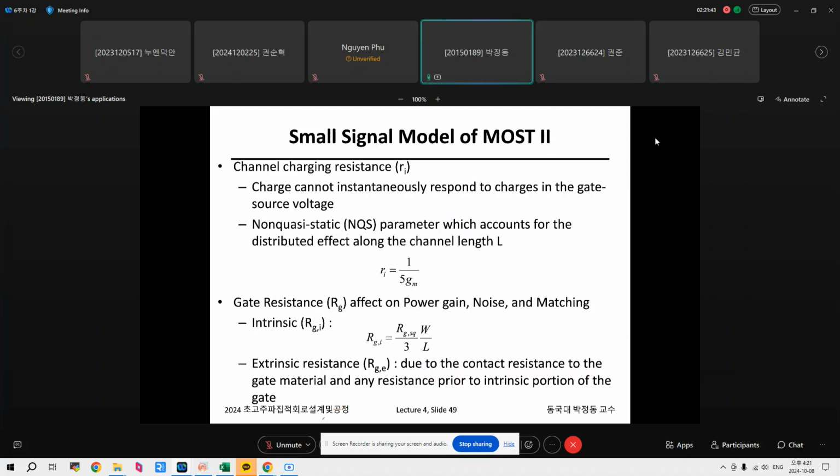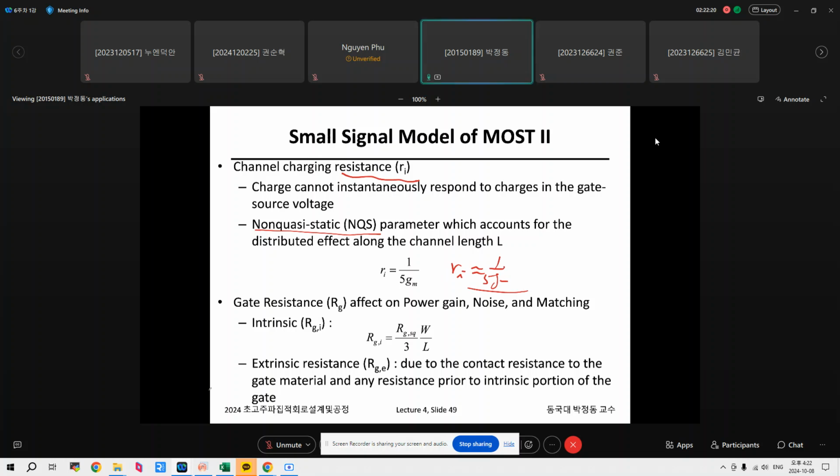Okay, so let's take a look at each of them. Channel charging resistance is the NQS parameter. Channel charge cannot instantaneously respond to the change in the gate-source voltage, so there should be a delay, and the delay is represented by a resistor. We call this an NQS resistor. Approximately, this Ri is 1/5 GM. This is a very important one.